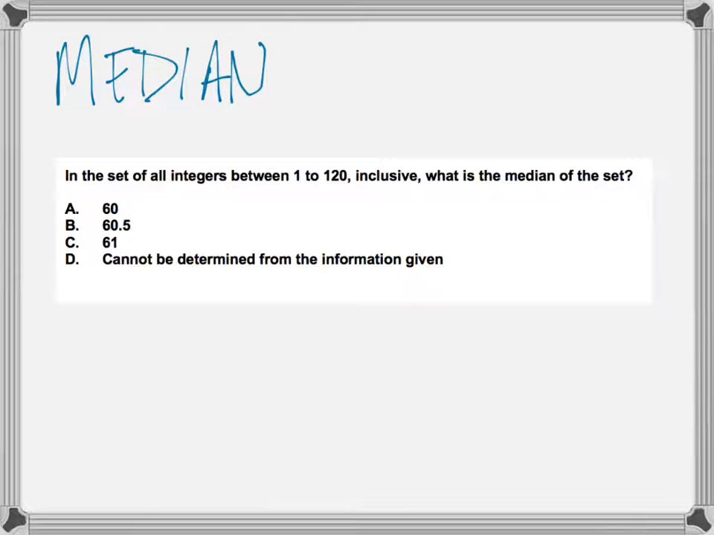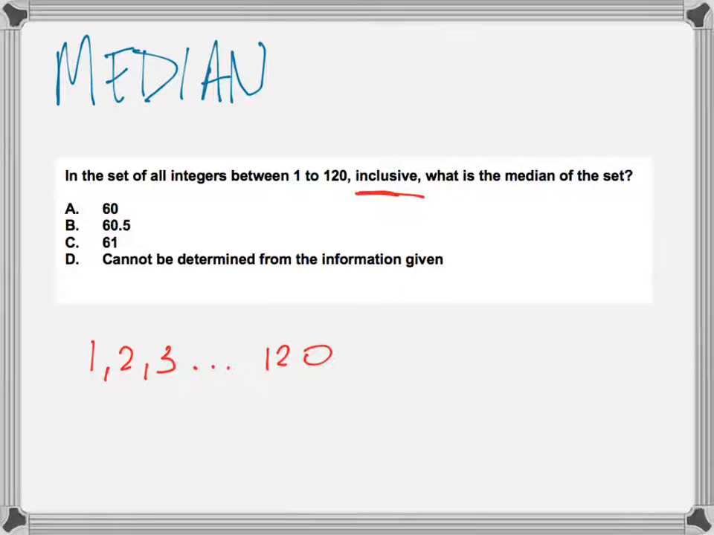Okay, so median. We have a set of integers from 1 to 120, right? Which would be 1, 2, 3, all the way to 120. That's what they mean when they say inclusive. Inclusive means if I were to list all these numbers out, which I'm obviously not going to do because that would be too time consuming. What's the median of the set?